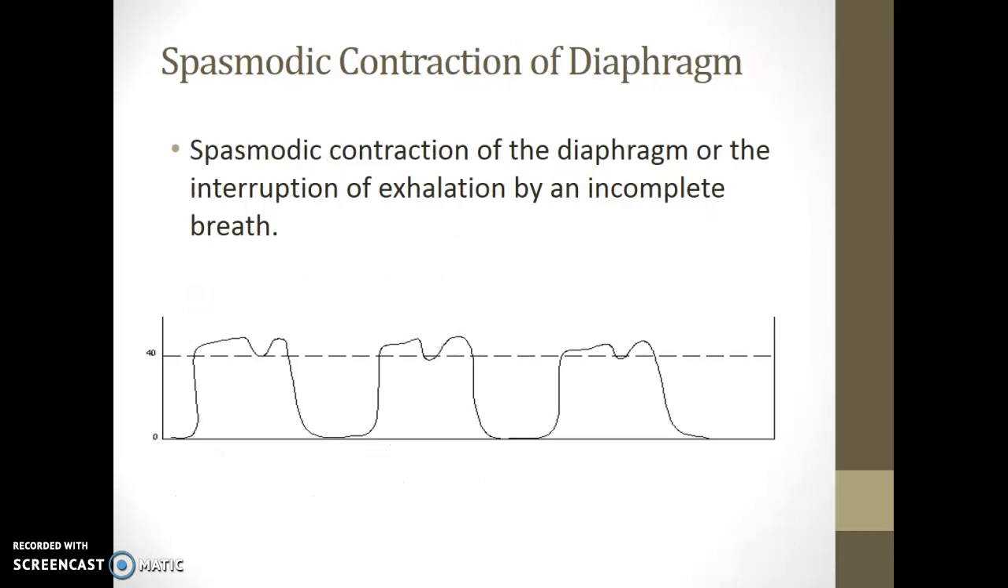The next one is a spasmodic contraction of the diaphragm, or the interruption of exhalation by an incomplete breath. A spasmodic contraction of the diaphragm is just a fancy way of saying hiccups. So if somebody has hiccups, you'll see this notch in the top of the capnogram tracing.